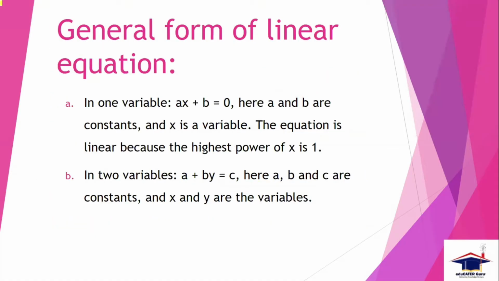So let us start. The general form of a linear equation, if there is only one variable, is ax plus b equals 0. Here a and b are constants. x is a variable which you need to find while solving the problem. The equation is linear because the highest power of x is 1. So here the power of x is 1. In the two-variable case, it is ax plus by equals c. I missed writing the a here, sorry. Please correct yourself: ax plus by equals c. Here a, b and c are constants, whereas x and y are the variables.